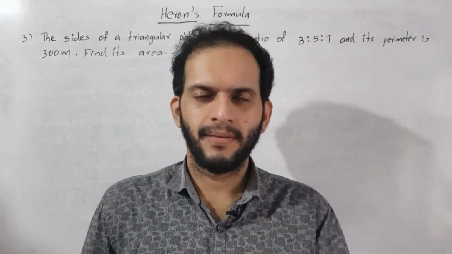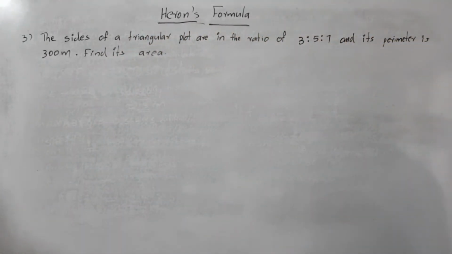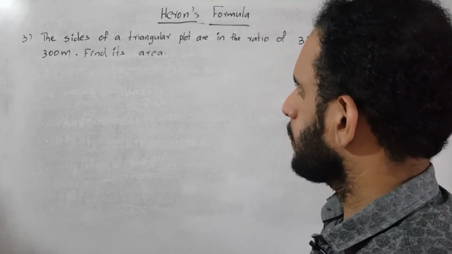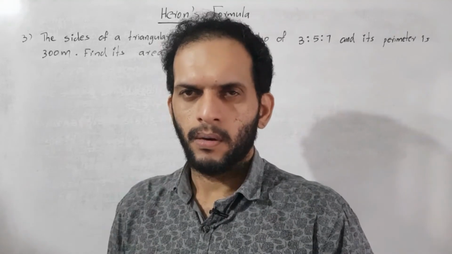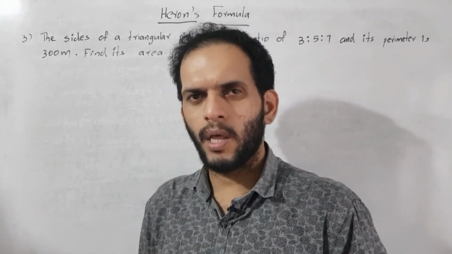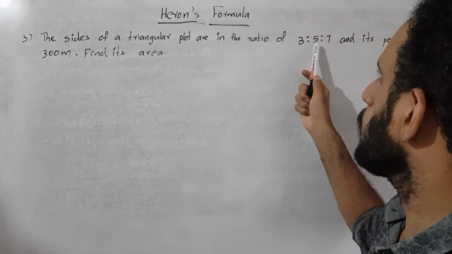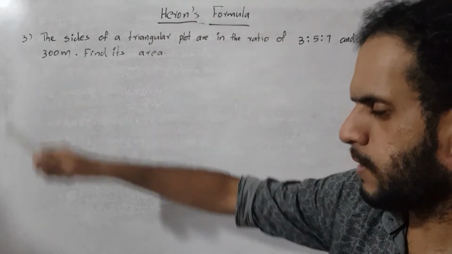Okay, the next example is like this. The sides of a triangular plot are in the ratio of 3 is to 5 is to 7 and its perimeter is 300 meter. Find its area. Okay, then what are given? Here the side measurements are not given, correct? Then what is given here? Here is given the ratio of the sides of the triangular plot. Then what is the ratio of the sides? 3 is to 5 is to 7. And one more is given, the perimeter is 300 meter.